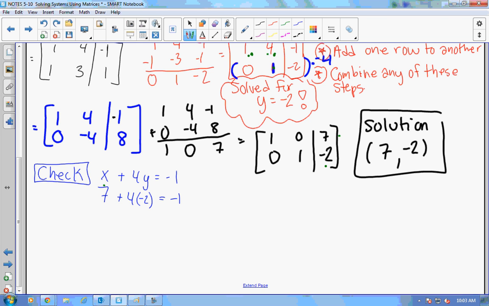4 times negative 2 is negative 8. 7 minus 8, negative 1 equals negative 1. We're halfway done checking because that came out as negative 1 equals negative 1, so it worked.